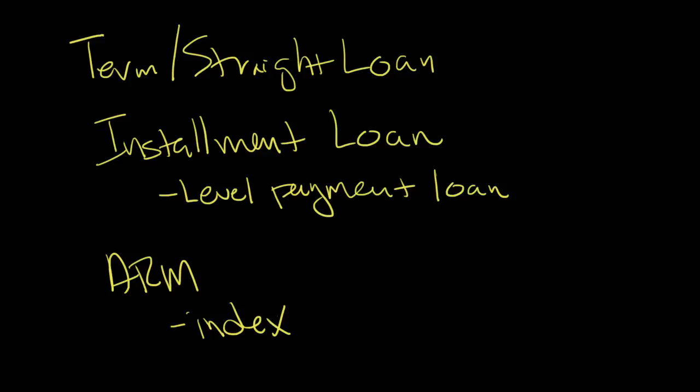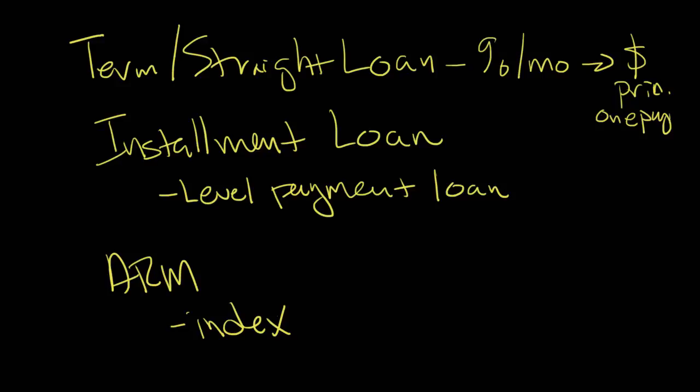And the first one is the term or the straight loan. In this particular case, basically you're paying interest on a monthly basis, and then at the end of the loan term, whatever that happens to be, you have to pay off the principal. So this is how that loan works. You're not actually working to pay off the principal during the course of the loan. You have to pay that off at the end in one lump sum payment.